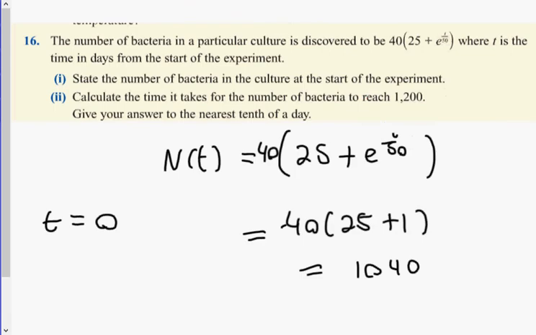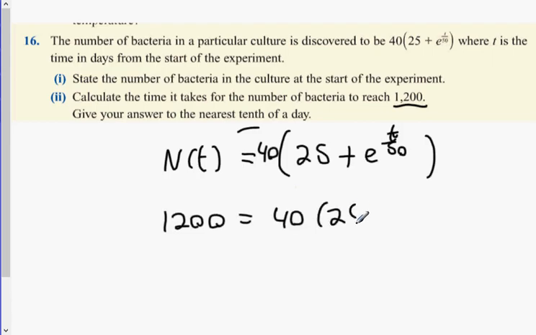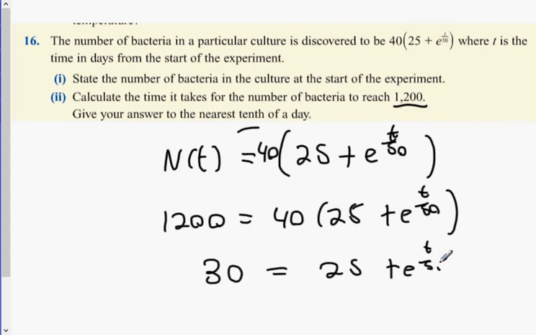Calculate the time it takes for the bacteria to reach 1200. Give your answer to the nearest tenth of a day. What does n of t represent? Number of bacteria. 1200 equals 40 times 25 plus e to the t over 50. Divide by 40, we get 30. 30 equals 25 plus e to the t over 50. Bring over the 25. 5 equals e to the t over 50.